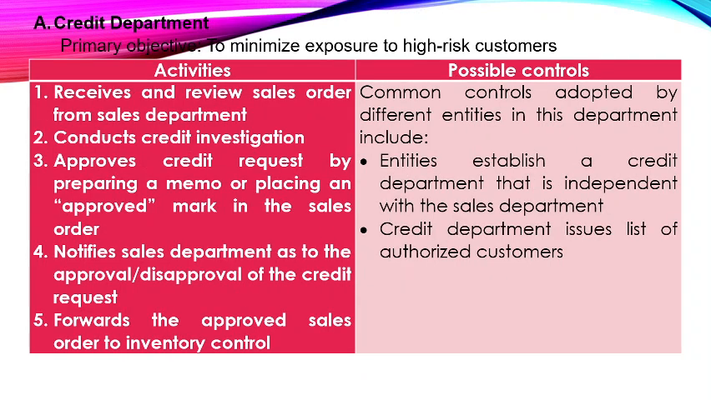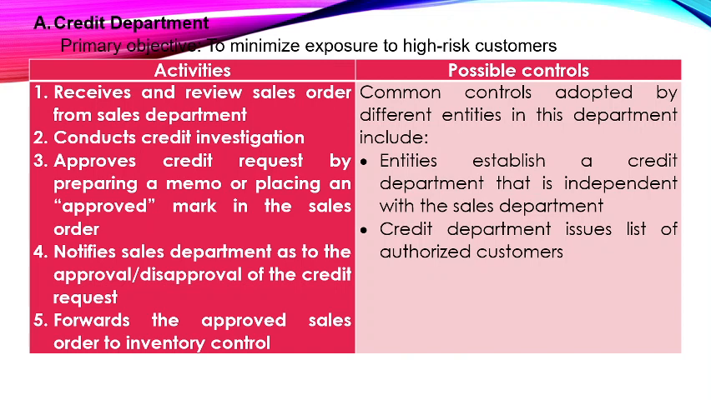Then the credit department. The objective is to minimize exposure to high-risk customers. Now, the activities are: receives and reviews sales orders from the sales department, conducts credit investigation, approves credit requests by preparing a memo or placing an approved mark on the sales order, notifies the sales department as to the approval or disapproval of credit requests, and forwards the approved sales order to inventory control.